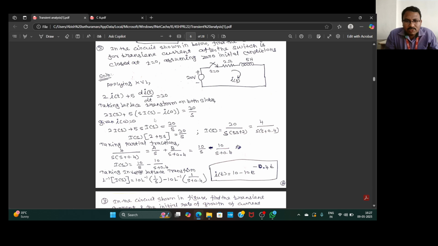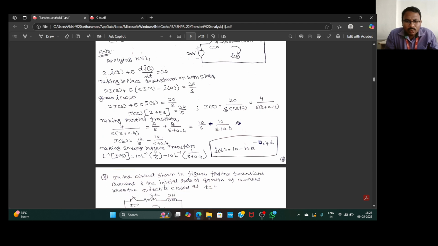Taking Laplace transform on both sides: 2 into I of s plus 5 into s into I of s minus I of 0 equal to 20 divided by s. Given I of 0 equal to 0, because we are assuming 0 initial condition, 2 into I of s plus 5 into s into I of s equals 20 divided by s. So after simplification, I of s is 4 divided by s into s plus 0.4. Then taking partial fractions, we obtain the A and B values. So the A and B values are 10 and minus 10.